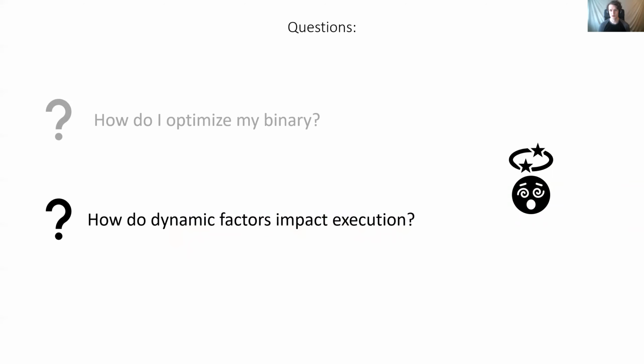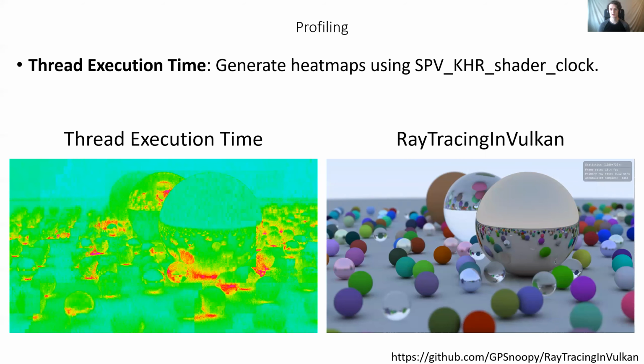So next, we've helped developers understand their binaries, but now how do we help them understand the dynamic factors like the geometry that actually has a non-trivial impact on the runtime execution? Well, the first thing we can give them is the thread execution time heat map. So in the bottom left, this heat map is automatically generated by Vulkan Vision. And the way it works is that each pixel receives a color based on the thread execution time.